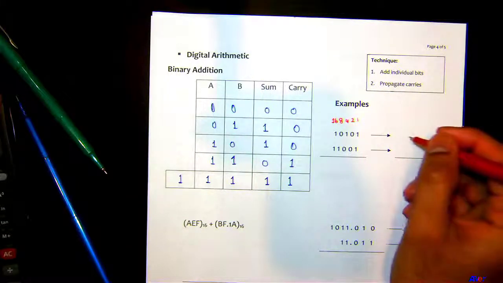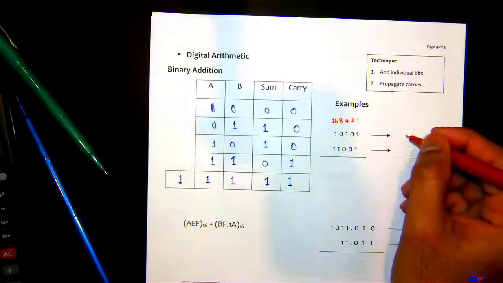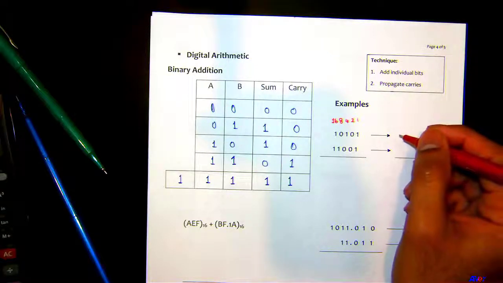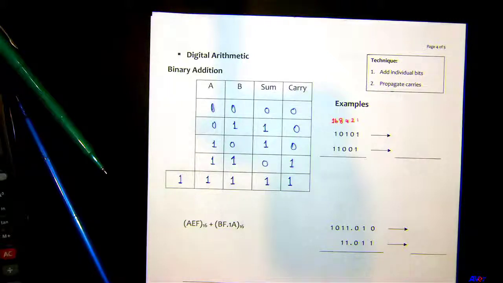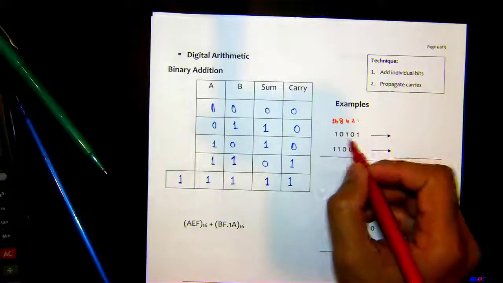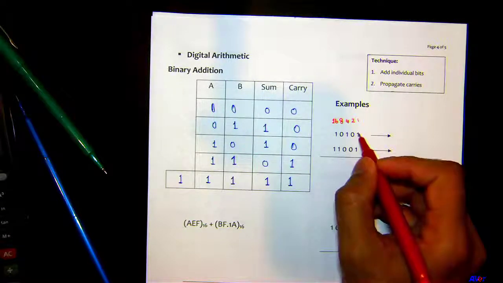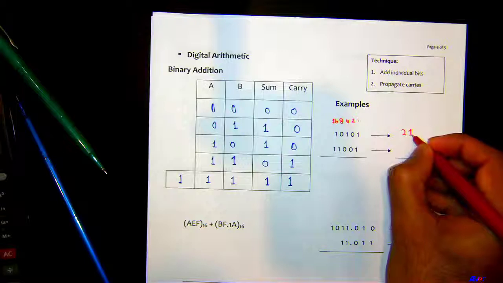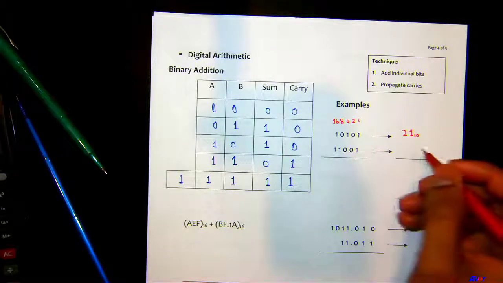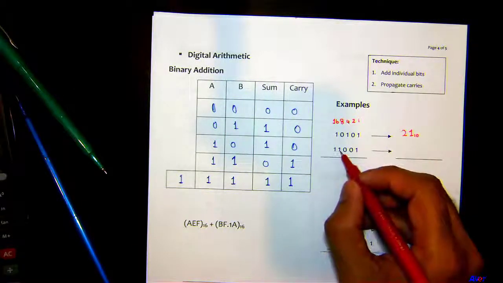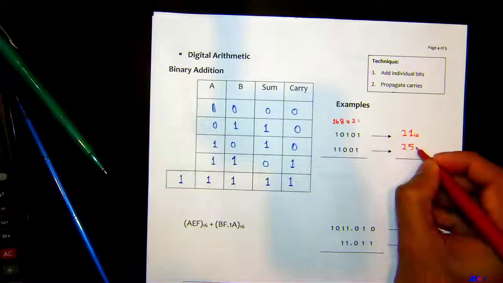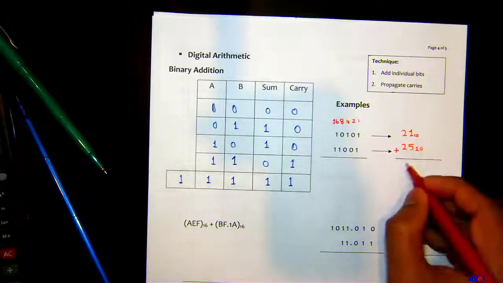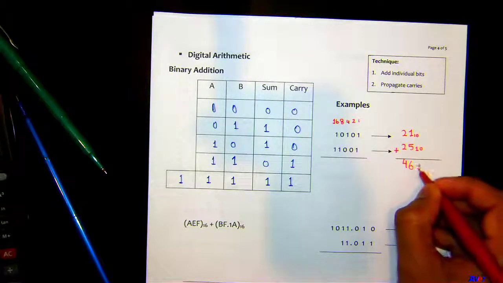If I ask you what is the decimal equivalent of this number, what would that be? You just add the values of all the weights for which the bit is set to 1. So this is 1, which is 16. 16 plus 4 is 20. 20 plus 1 is 21, right? This is in decimal. And what about this one right here? 16 plus 8, 24. 24 plus 1, 25. So we will get 46 here.